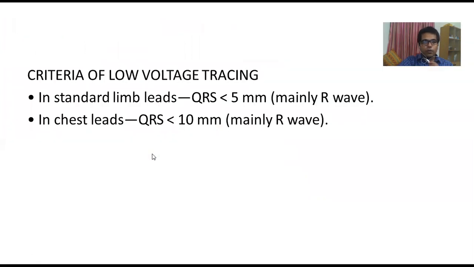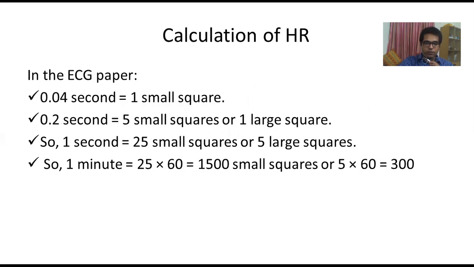Now, the criteria of low voltage tracing. In the standard limb leads, if the QRS complex voltage is less than 5 millimeters, mainly the R wave, this is called low voltage. Or in the chest leads, if the QRS complex voltage or R wave voltage is less than 10 millimeters, it will be termed low voltage tracing.